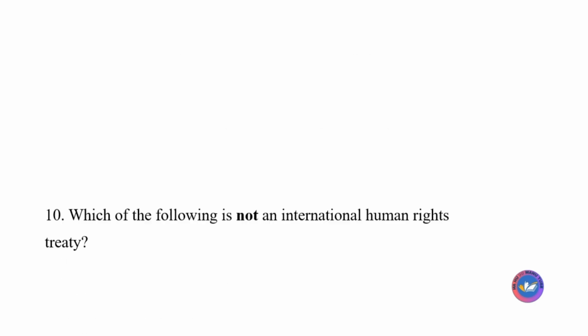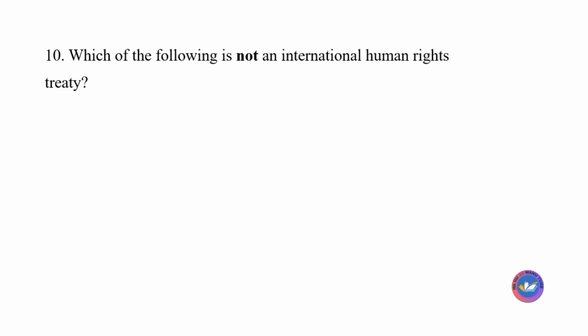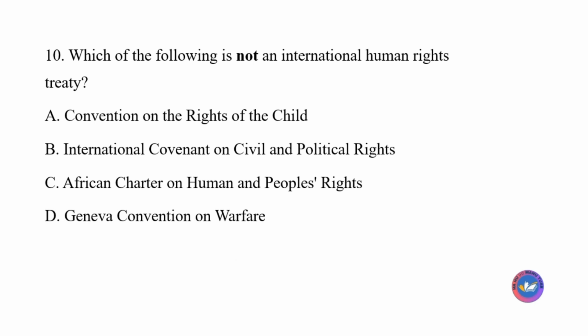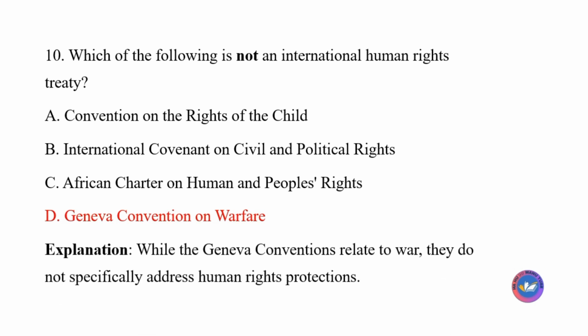Question number 10. Which of the following is not an international human rights treaty? A. Convention on the Rights of the Child. B. International Covenant on Civil and Political Rights. C. African Charter on Human and People's Rights. D. Geneva Convention on Warfare. The answer is Geneva Convention on Warfare. While the Geneva Conventions relate to war, they do not specifically address human rights protections.